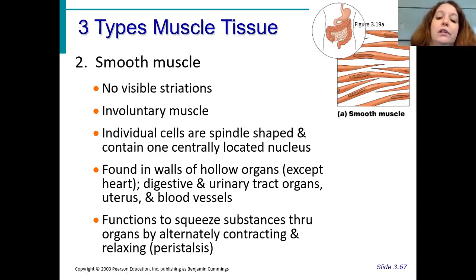The individual cells are spindle-shaped and contain one centrally located nucleus. Walls of hollow organs, except for the heart, because the heart is cardiac skeleton muscle. No, cardiac muscle tissue, sorry. Digestive and urinary tract organs, uterus, and blood vessels. And they function by squeezing substance through. They squeeze, relax, squeeze, relax, squeeze, relax. That is called peristalsis.